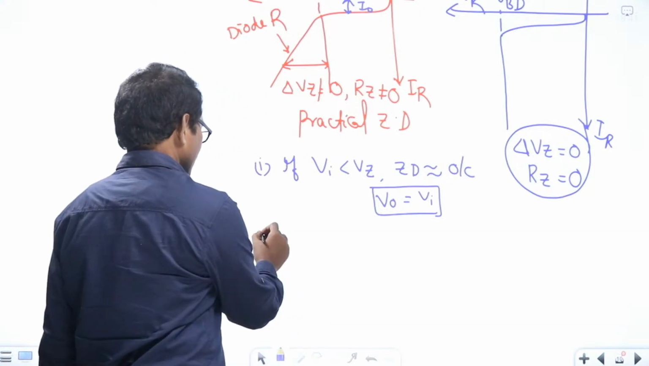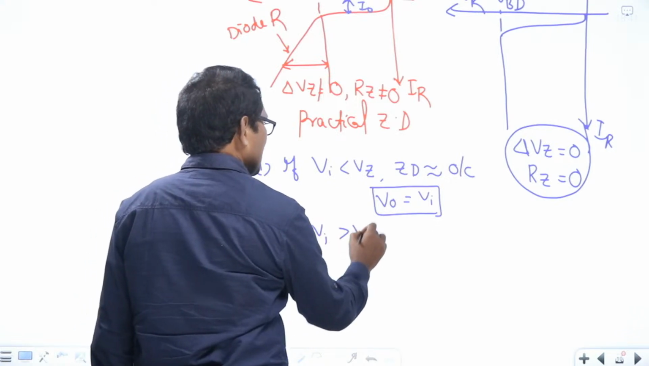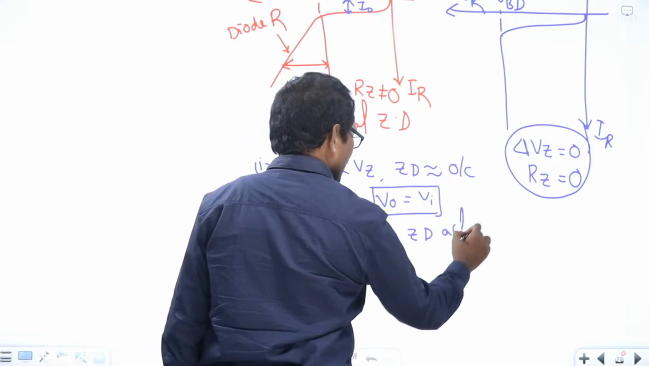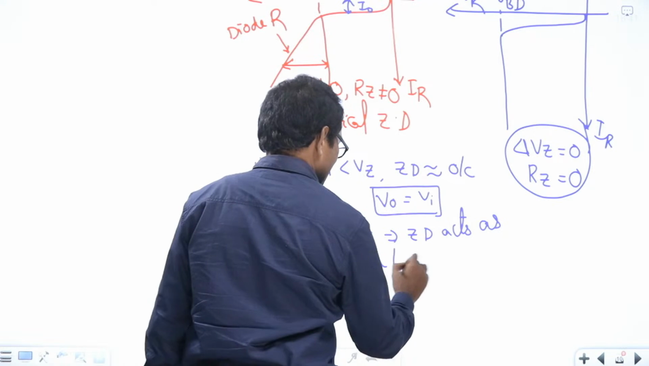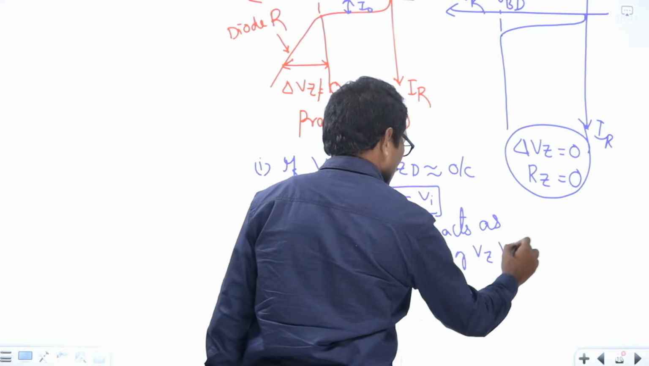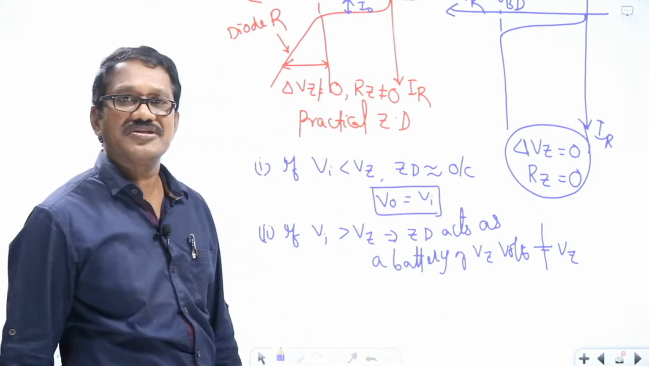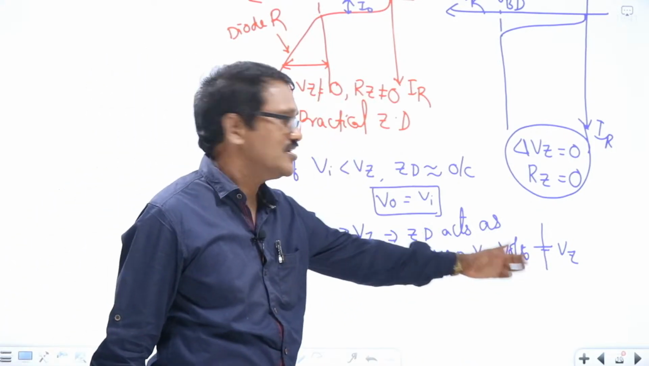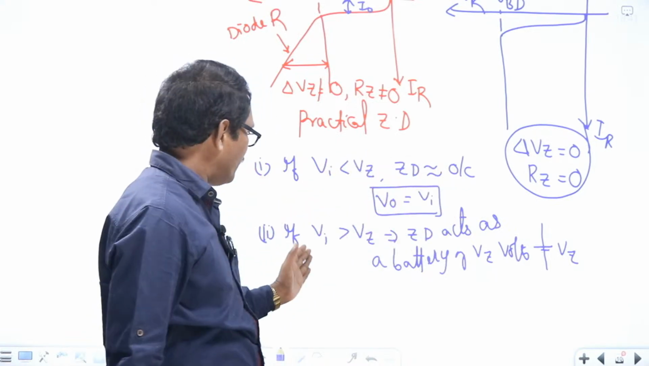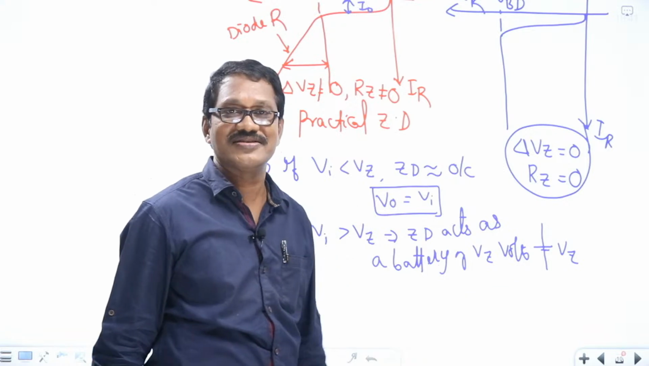That means the output follows the input variations: open circuit, shunt regulator. And the second one is, if Vi is greater than Vz, then the Zener diode acts as a battery of Vz volts. That means it can be replaced by a constant voltage battery of Vz volts. If VA is less than Vz, it can be replaced by an open circuit. And if VA is greater than Vz, then the Zener diode can be replaced by a battery of Vz volts.